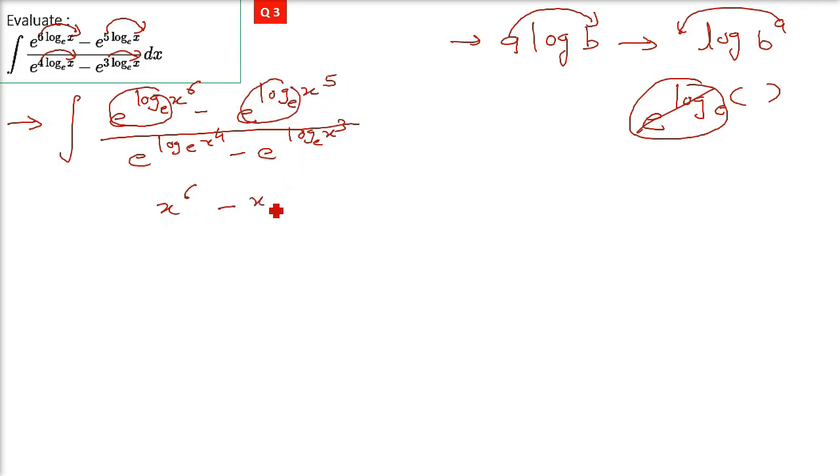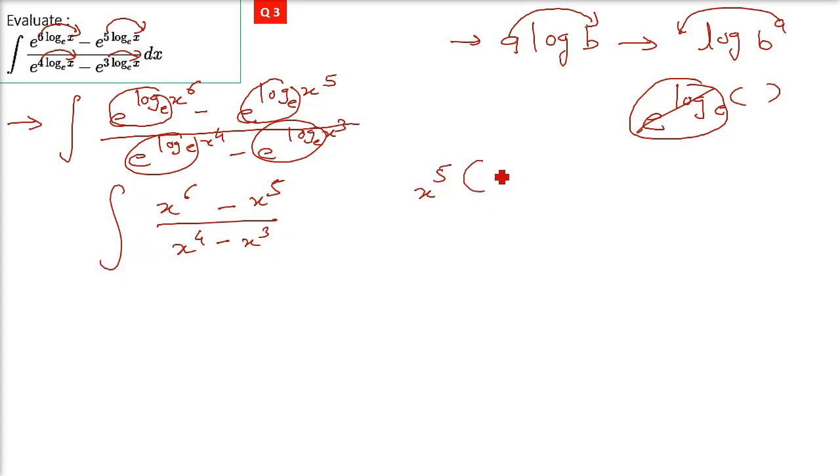Here x raised 5 remains. Here only x to the power 5 will remain. x to the 4, and this is x raised 3. So x cube, and we are integrating it with respect to dx. Now we can take x raised 5 common, we'll get x minus 1 inside. Here we can take x cube common, we'll get x minus 1 inside.